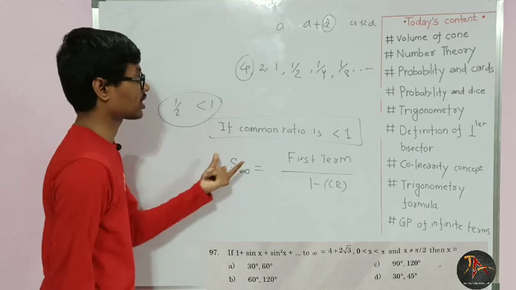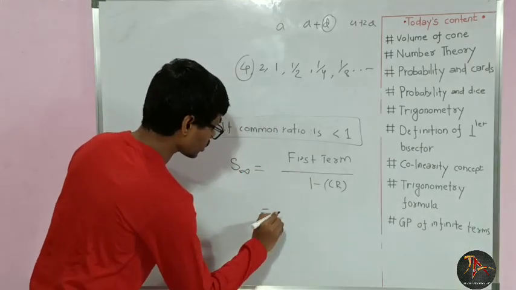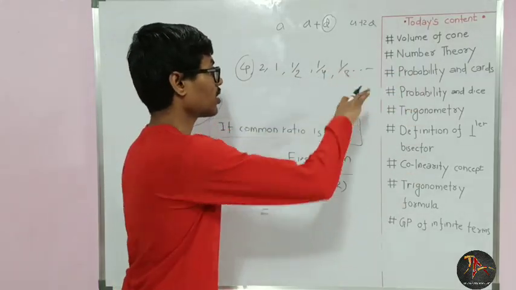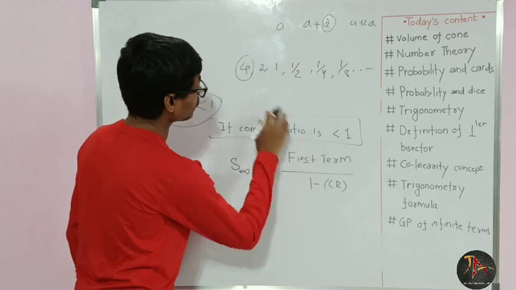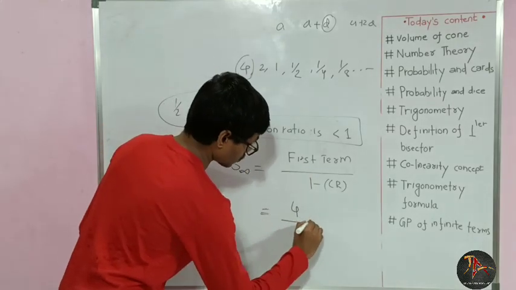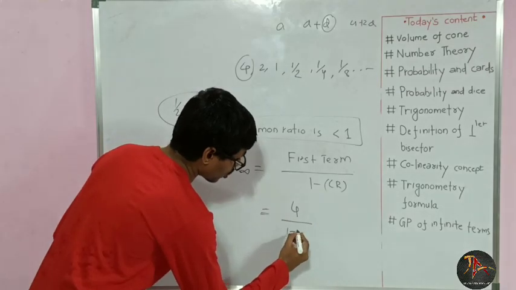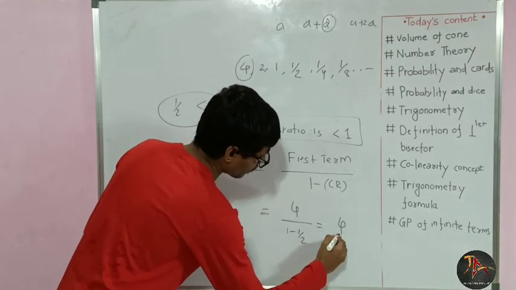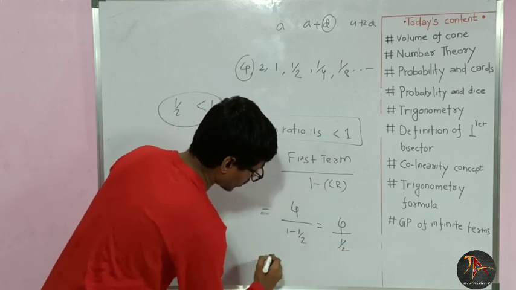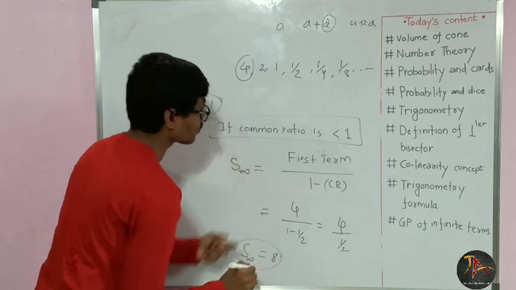Here the common ratio is 1 by 2, and 1 by 2 is less than 1. So we can find the sum of infinite terms. There are infinitely many terms. In this case, the first term is 4 and 1 minus common ratio, where the common ratio is 1 by 2. 1 minus 1 by 2 will be 1 by 2. 4 divided by 1 by 2 will be 8.